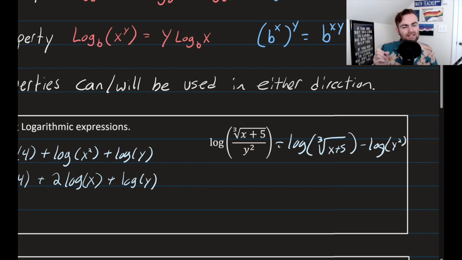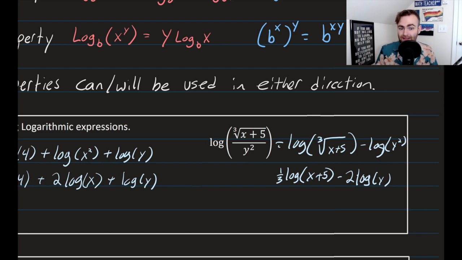The cube root is the same thing as the 1/3 power, so we can rewrite this as 1/3 log of x plus 5. That's ugly. Plus 5 minus, and then we can bring the power down for the y too, so 2 log y. And we could stop there, and that is fine. And normally I would stop here too.